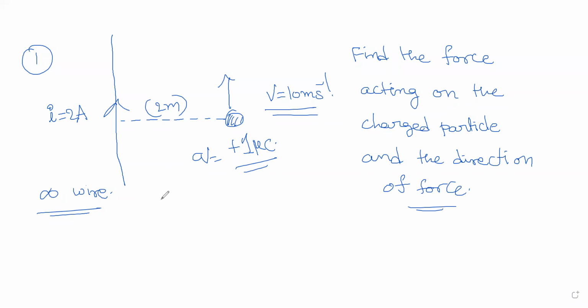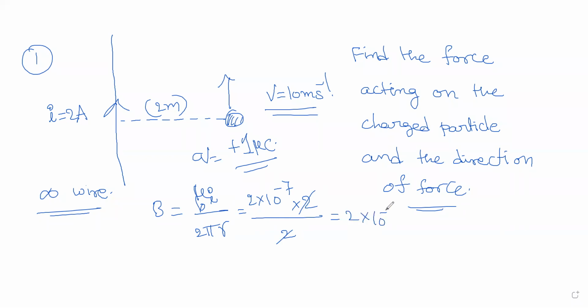So for an infinite wire, what is the magnetic field? B is equal to mu naught I by 2 pi r. These things you have to know. R is 2 meters. So let's substitute. What is the value of mu naught by 2 pi? Mu naught by 4 pi is 10 to the power minus 7, so mu naught by 2 pi is double that, 2 into 10 to the power minus 7. I is 2 amps and r is 2 meters. So 2 into 10 to the power minus 7 tesla is the magnetic field. First, the magnetic field we got.